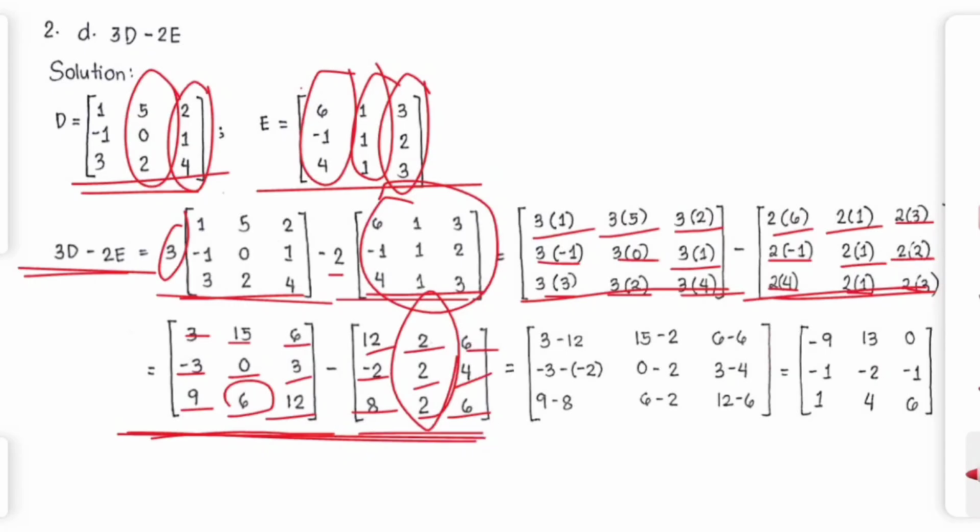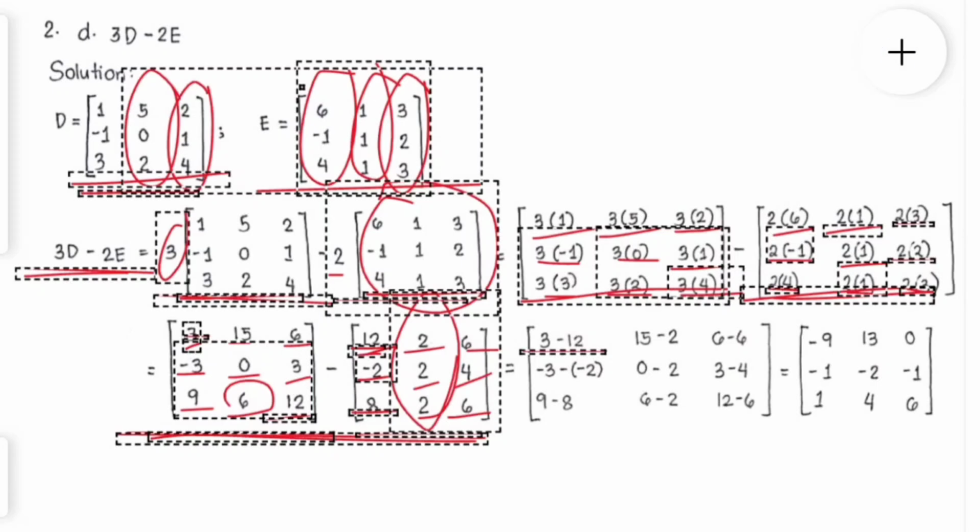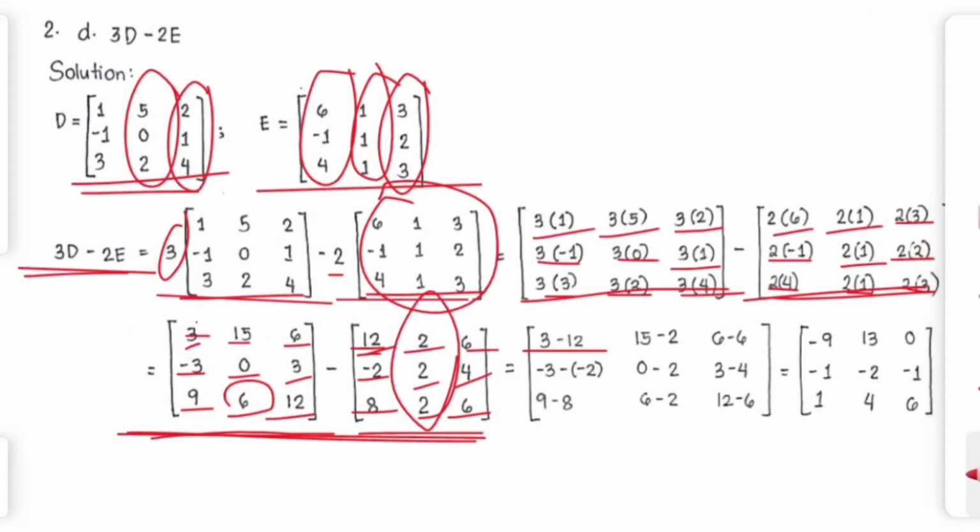After that, we will now perform the subtraction. In performing subtraction, we just have to subtract the row 1 column 1 here from the row 1 column 1 also here, and it follows for the other columns and rows. So we have 3 minus 12, and then it follows on the other one, which is negative 3 minus negative 2.